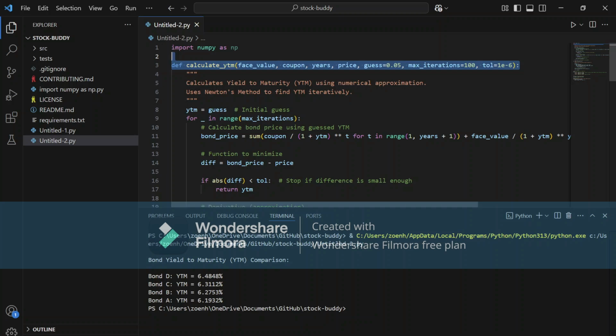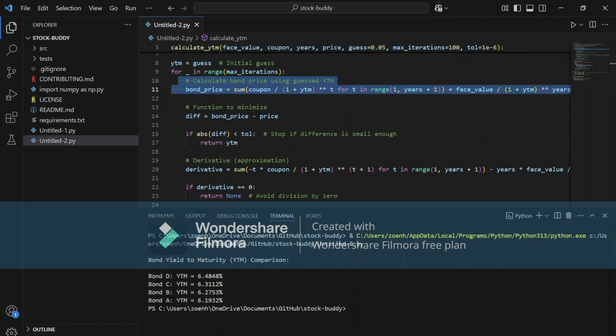All right, so moving on to the next bit. This is pretty much guessing that the YTM is going to be 0.05 or 5%, and we're going to loop it 100 times to adjust to find the right YTM.